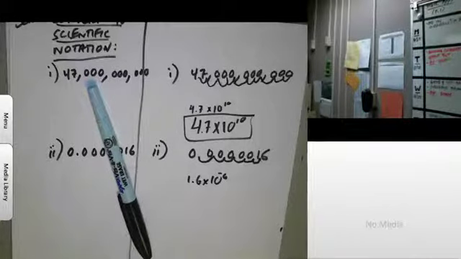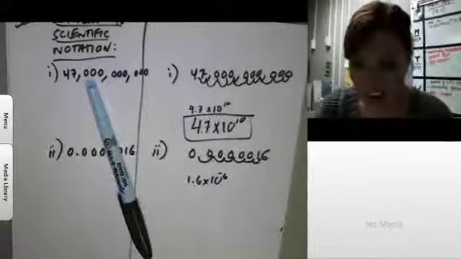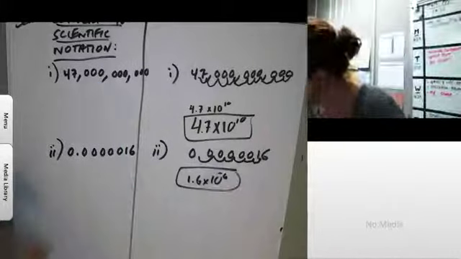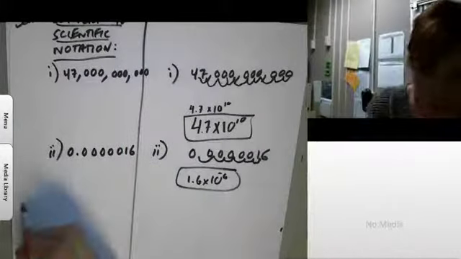Okay, so she got 1.6 times 10 to the negative 6. How many people agree with Rebecca? Okay, good job! Give Rebecca a round of applause. Nicely done. Okay, now we're going the other direction.